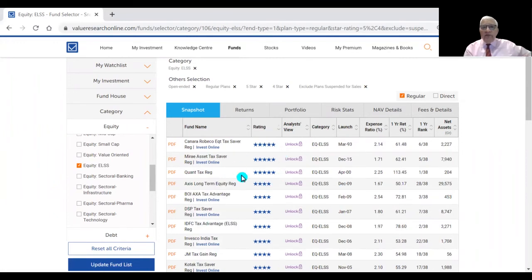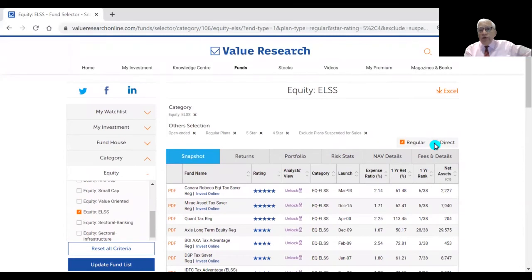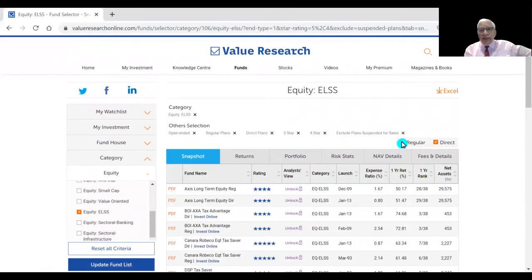See, these 3 funds are in 5-star category, but the number of funds in ELSS category is less. Therefore, the number of funds having 5-star is also less. So only 3 funds are in 5-star category: Canara Robeco Equity Tax Saver, Mirae Asset Tax Saver, and Quant Tax Saver. So these are 3 funds in the category for regular returns. If you go for direct returns, the picture may be slightly different.